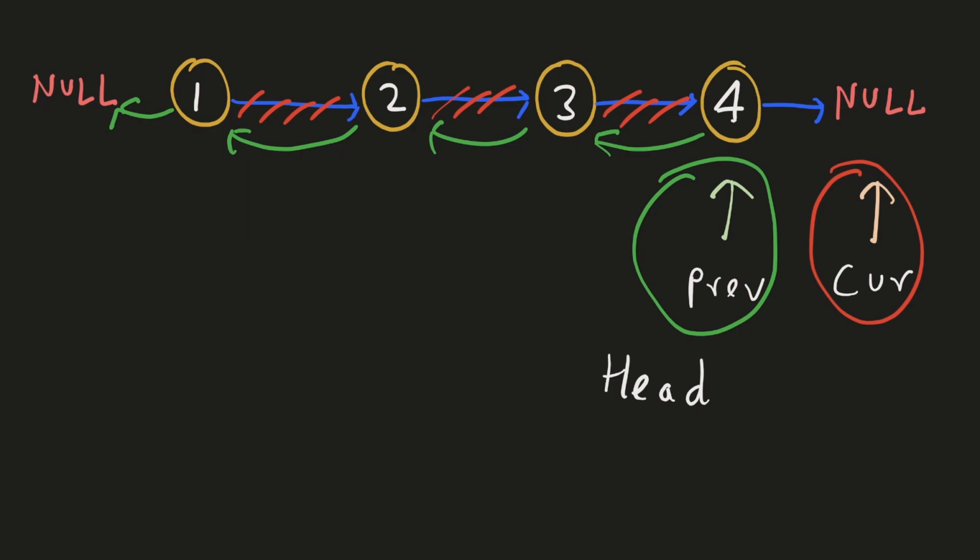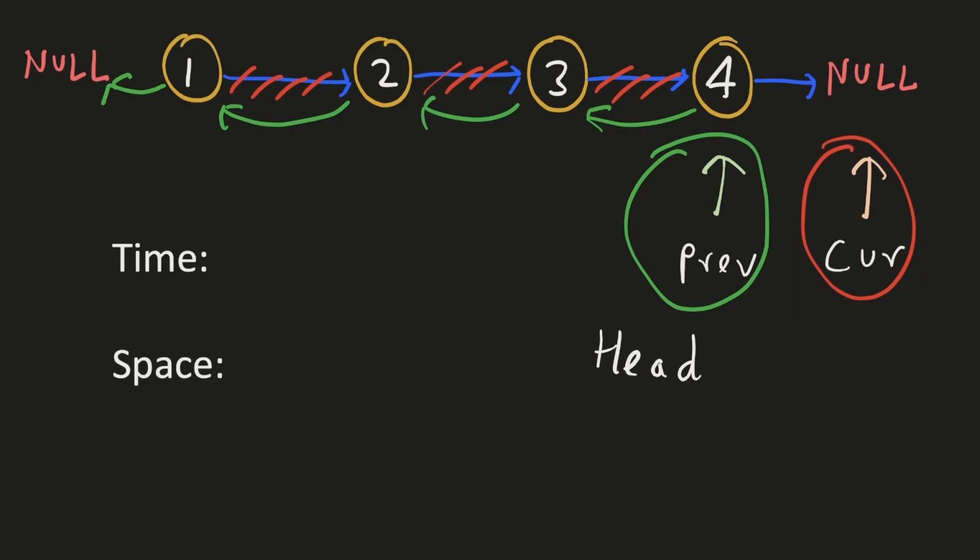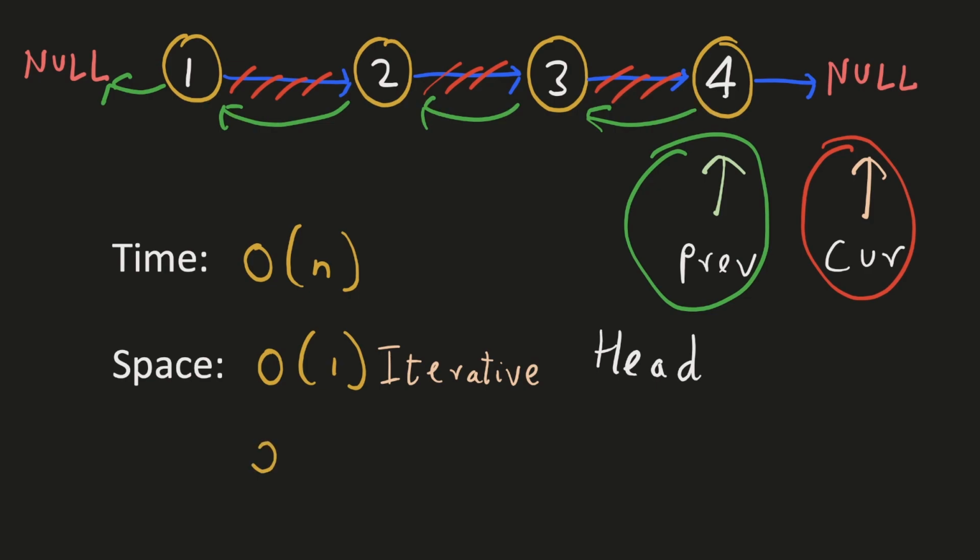This can be done both iteratively and recursively, and we'll implement both of them. The time complexity of this would be O of n because we only have to go through all the nodes once. And the space complexity would be constant in the case of an iterative solution because we are only maintaining 3 pointers. And in the case of a recursive solution, it would take O of n stack memory because of the recursive call stack. Let's implement both the solutions.